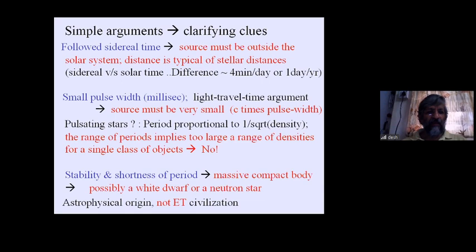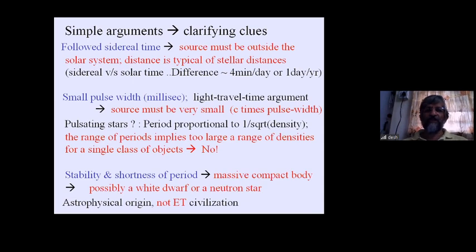And that ruled out, now you have a small object and a very massive object, for which only two objects really qualified: white dwarfs and neutron stars. We are looking at an astrophysical origin.